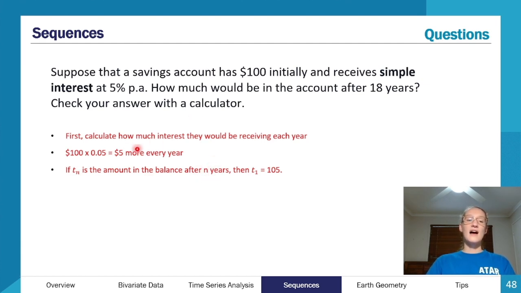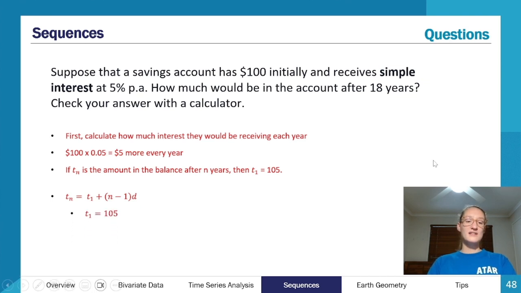And because at T0, 0 years have passed, I know that there's $100 in the account initially, which means that T0 is 100. And then after 1 year has passed, there's $105 in the account. So I've defined that T1 as 105 so that I can use this rule here, because I can't use this rule with T0. I have to calculate T1. So that's what I've done there.